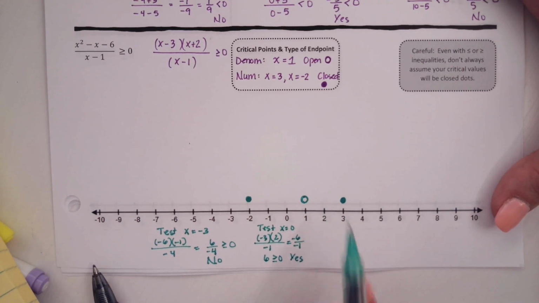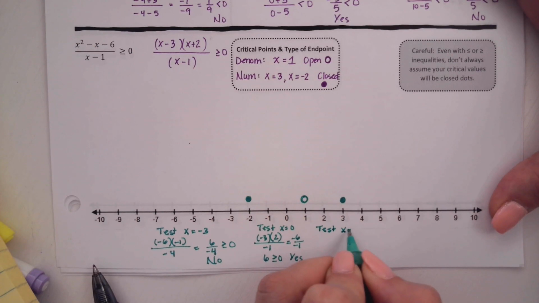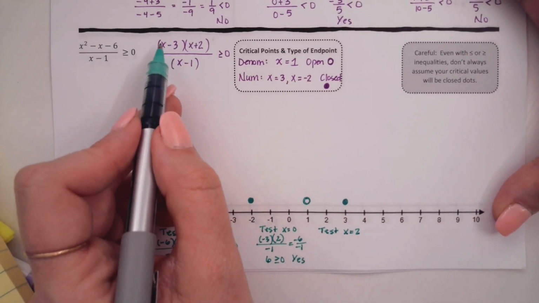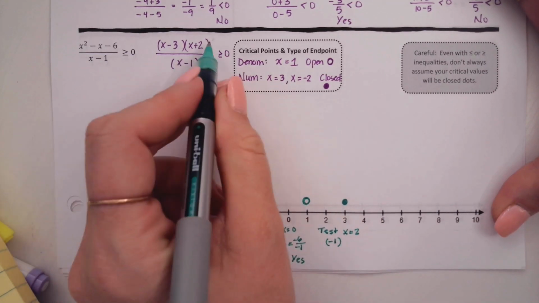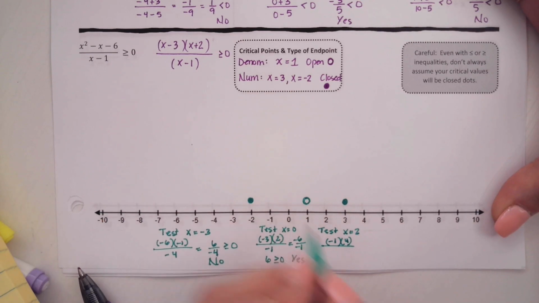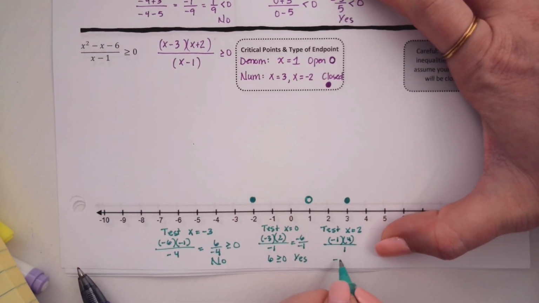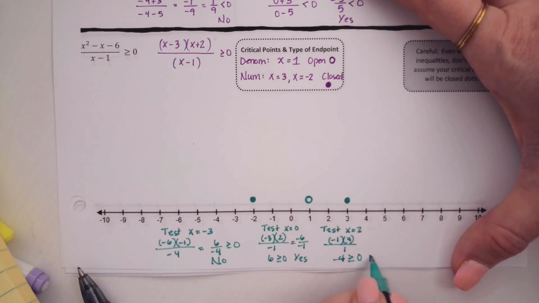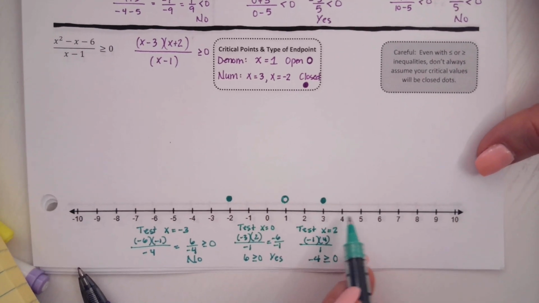And then checking, I'm just going to use 2 so that I don't have to use a decimal for the next one. Test x equals 2. So I'll have 2 minus 3, which is negative 1. 2 plus 2, which is 4. 2 minus 1, which is 1. So that's negative 4 divided by 1, which is negative 4. Is that greater than or equal to 0? No.